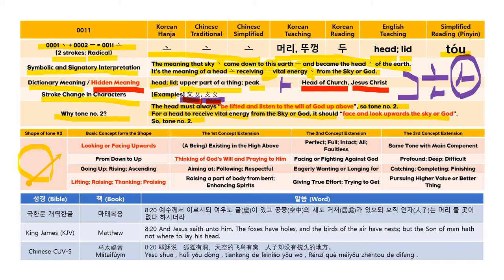So tone number 2. Yeah, this character has the conceptual values of looking or facing upward, lifting, raising your head, thinking of God's will, even praying to Him. What do you think about this interpretation, including the tone number principle analysis for your memory?